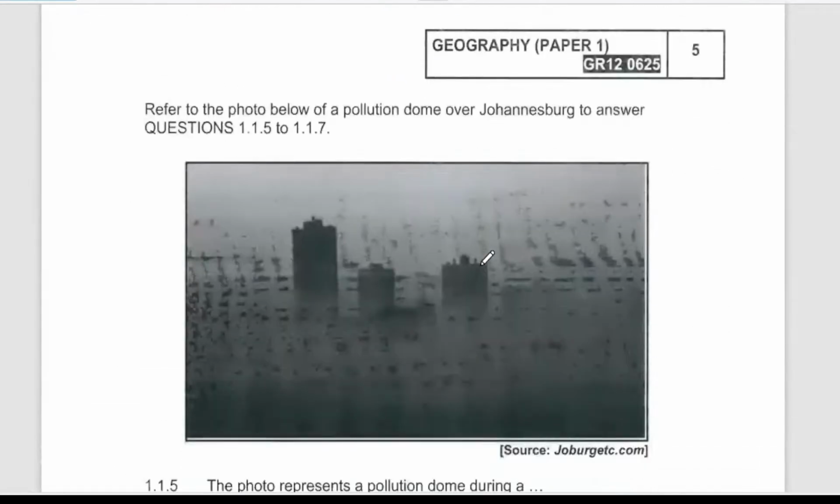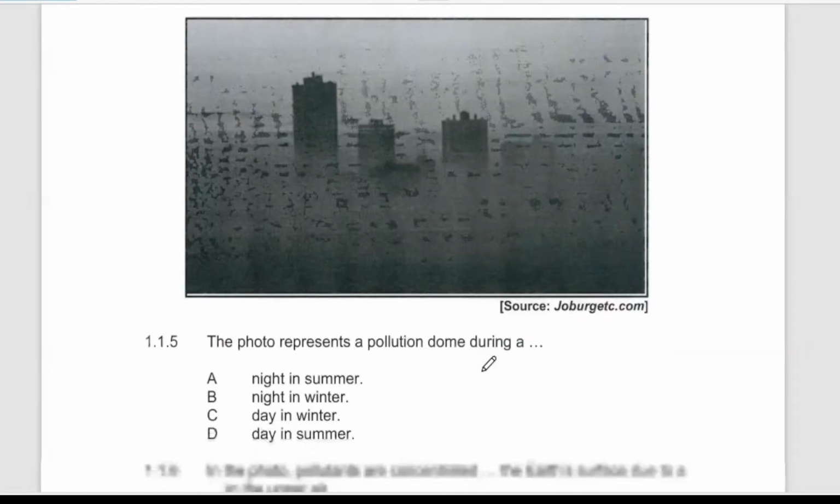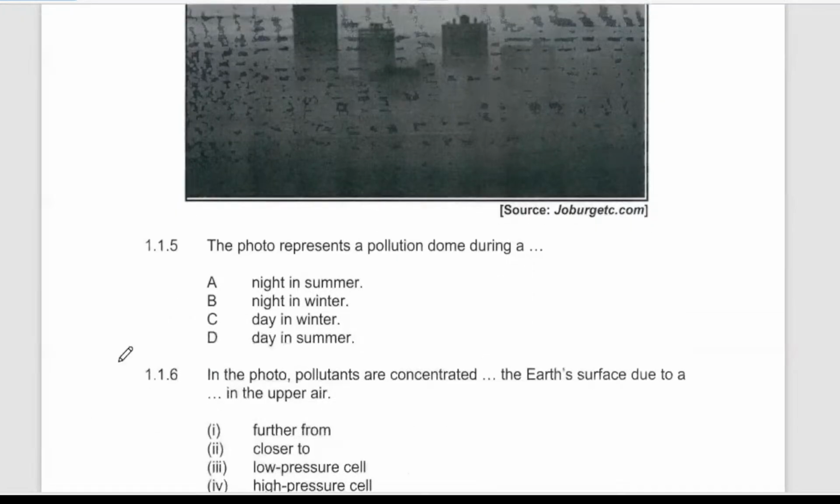Right, moving on to the next question. If you see, this question here is talking about a pollution dome. Whenever we're talking of a pollution dome, remember we are looking at a situation of the concentration of pollutants in an urban area. So if we are looking at this illustration here, ultimately we can see that there is high concentration of pollutants in this built up area, in this CBD.